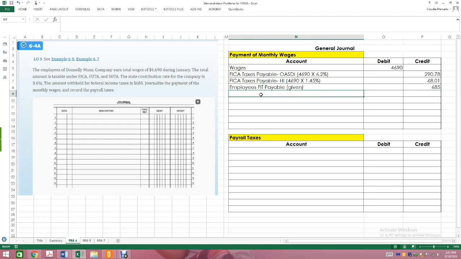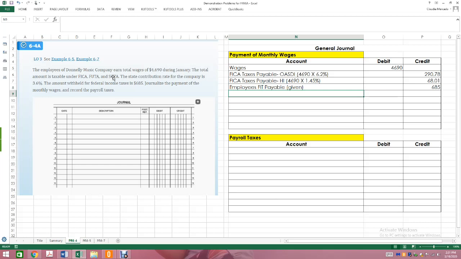What else do we have? That is it. Okay. FUTA and SUTA employees do not pay. SUTA, the state unemployment, some of them might, some of them might not. In this case, they're not paying for SUTA taxes. Only the employer is paying for that. The only thing the employee is going to get deducted is for their FICA, OASDI and HI, and their federal income taxes.